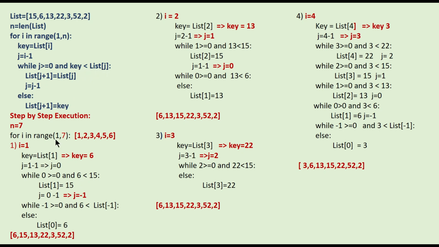What is the key value? The key value is 6. What is list of j? List of 0. What is list of 0? It is 15. Is 6 less than 15? Yes. So in that case, what am I doing? List of j plus 1. What is the j value? 0. So list of 0 plus 1, which is list of 1, is equal to 15. That is, I am moving the element from the 0th index to the first index. That is, list of 1 is equal to 15.